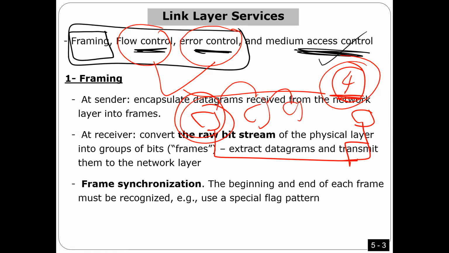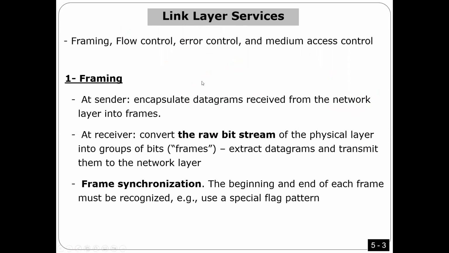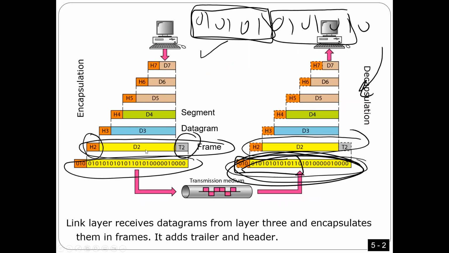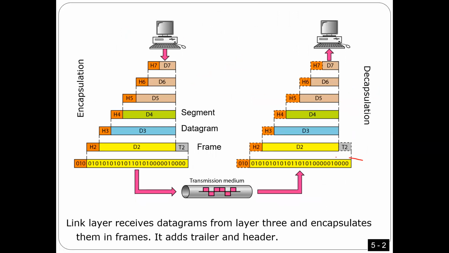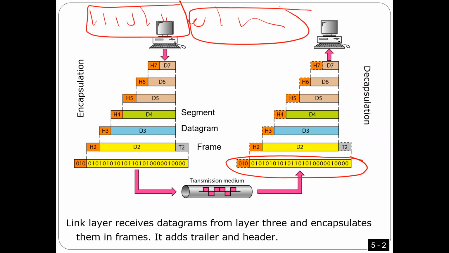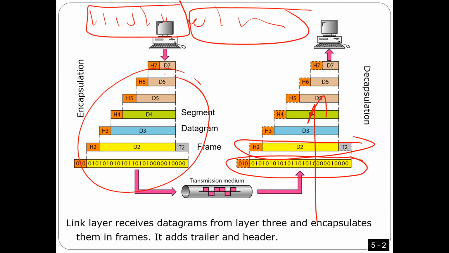The first thing I'm going to teach here is framing. What framing means, as I just told you: at the receiver side you just receive a stream of bits, 1 0 1 0 1 0 0 1 0 1, and then you have to cut it into frames. After you create frames, you have to extract the datagrams. So you have to do the opposite of what you did at the sender: there you receive a datagram and put it into a frame, here you just have a stream of bits, which is not a structure.